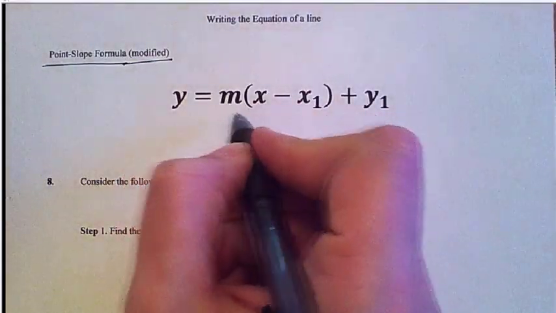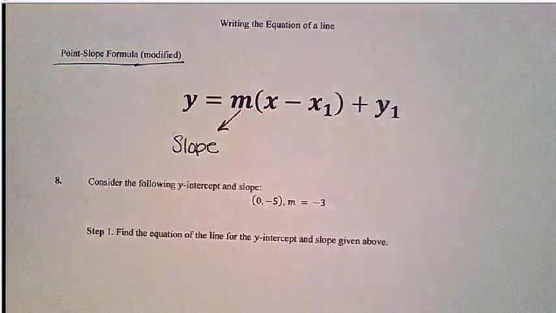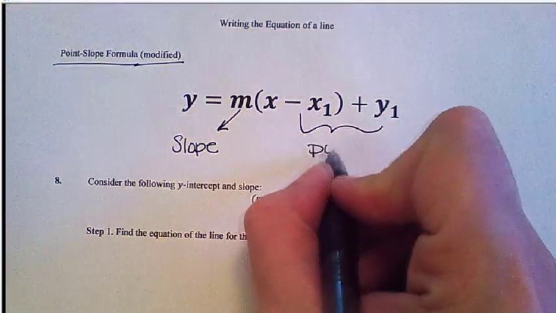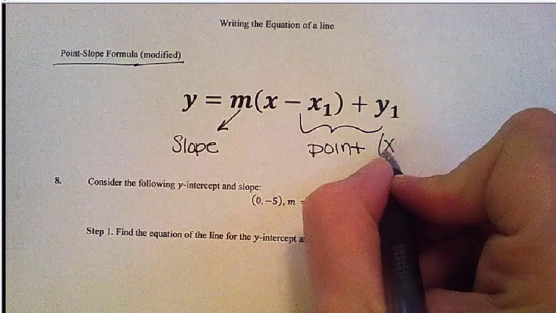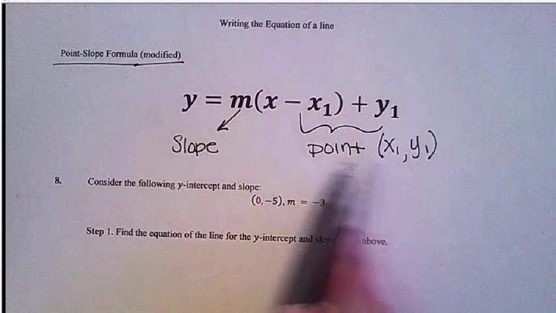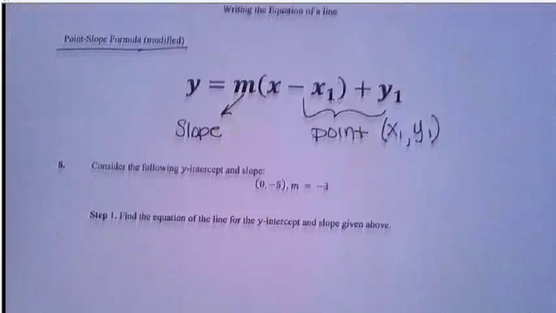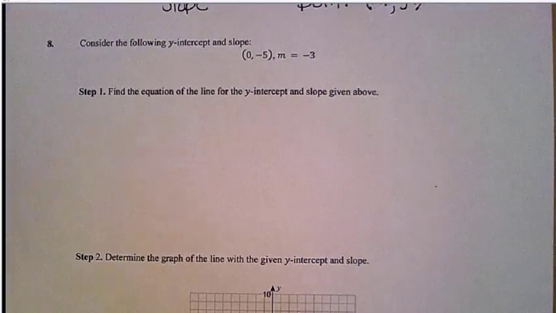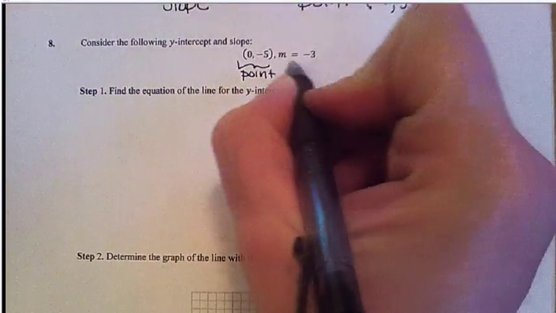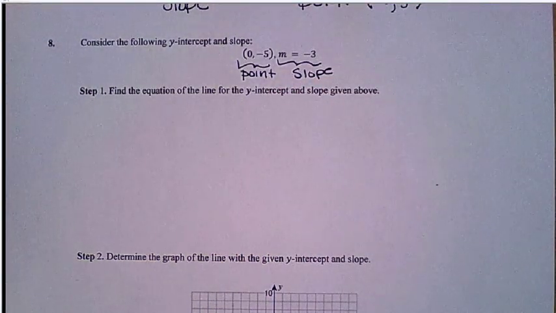Now, hopefully you'll notice that anytime we talk about slope, it is always the letter M. So that M right there is your slope. This x1, y1 is the point that you're going to have your line going through. If we have these two particular pieces of information, we can find the equation of any line. So for our number 8 here, we have this being our point, and we have this being our slope. So we have all the information that we need in order to find this equation.